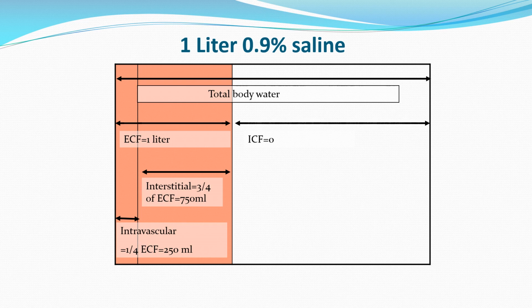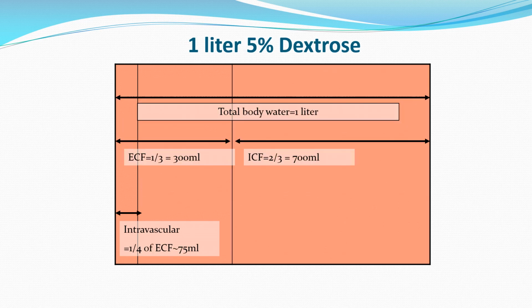So what happens when you give a liter of normal saline to a patient? It'll stay in the extracellular fluid space, and eventually 3/4 of the volume, or 750 mLs, will move to the interstitium, while 250 mLs stays in the intravascular space. What about 1 liter of D5W? Well, since water moves freely across the cellular membrane, the liter of fluid distributes evenly throughout the body, and 2/3 of the volume, or 700 mLs approximately, will move intracellularly, while 300 mLs stays in the ECF space.